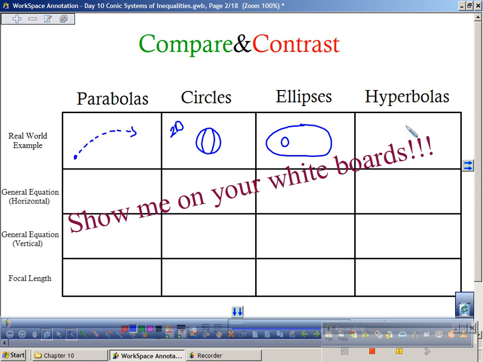Okay. All right, you guys are getting way too excited. Okay, hyperbola. Oh, nuclear reactor. Not bad. Okay.